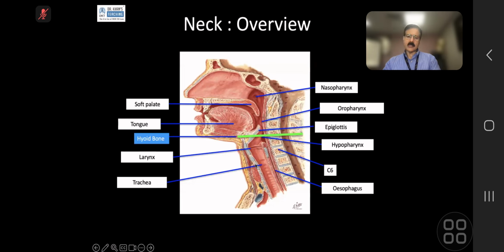Now, let's go back to the anatomy. And what we are going to learn today is a revision of the neck spaces. So the neck spaces, the current concept, the latest concept is that we divide it into a suprahyoid neck, which is this one, and infrahyoid neck, as far as neck is concerned.